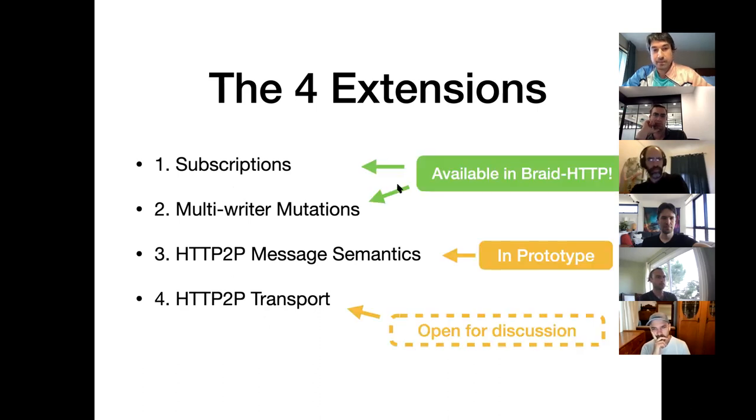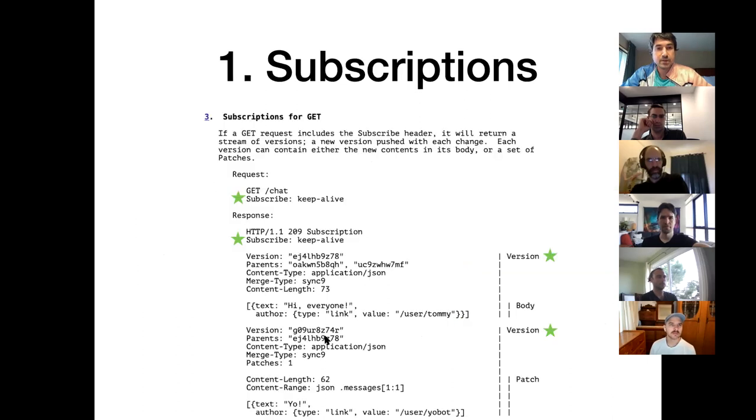And by the way, these first two are already available in the current spec. And we are writing software using them right now. And we're also writing tools. So we've got a protocol, we're building tools, and we're building apps. Next up, this peer-to-peer message semantics. We've got some prototypes for it, but we haven't specified anything. And the transport layer is totally open for discussion. Bryn's implemented a bunch of stuff in Redwood. And so at some point, I think we'll get him in to talk about what he's been doing.